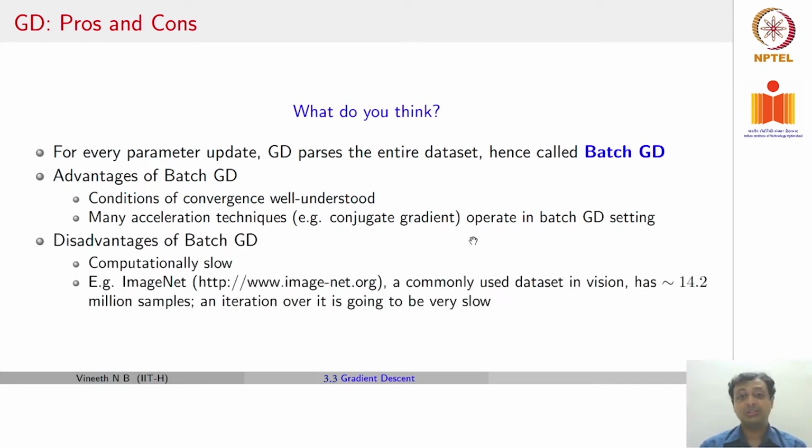So the disadvantage of batch gradient descent is it can be computationally slow for the same reason. Especially if your training data set had say 10,000 data points or 1 million data points, you're going to wait for parsing through all of them before making an update. ImageNet, which is a computer vision challenge and a very commonly used data set in vision, has today about 14 million samples, and one iteration over all of those 14 million samples can be very slow to wait for one parameter update.